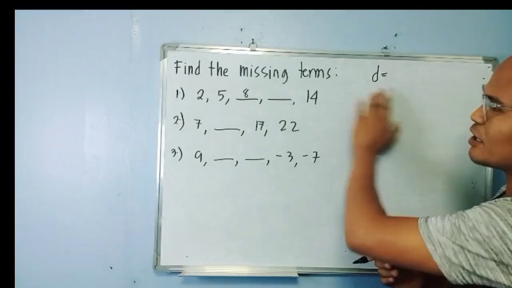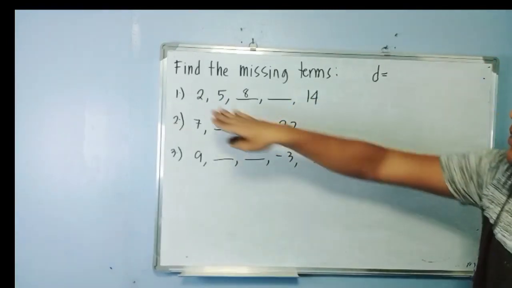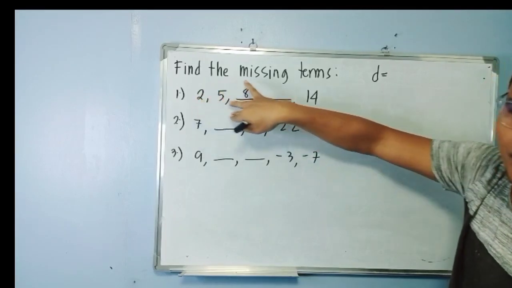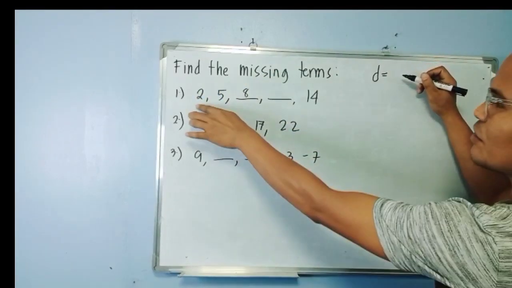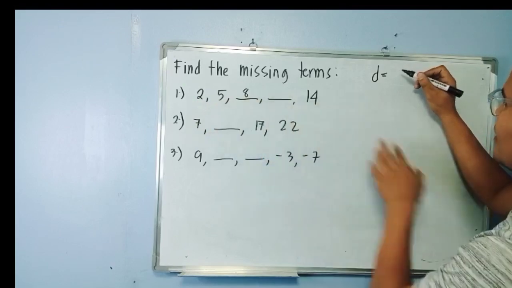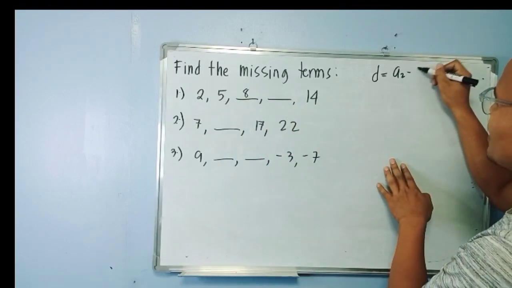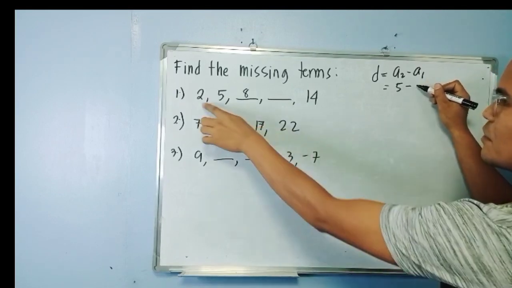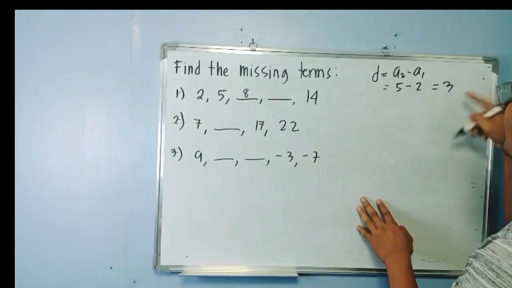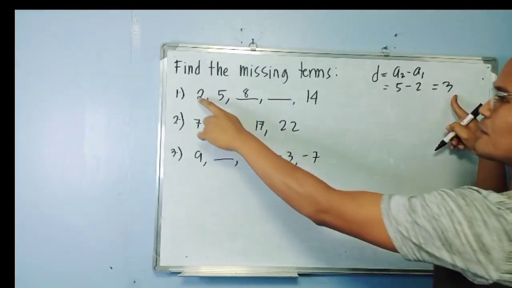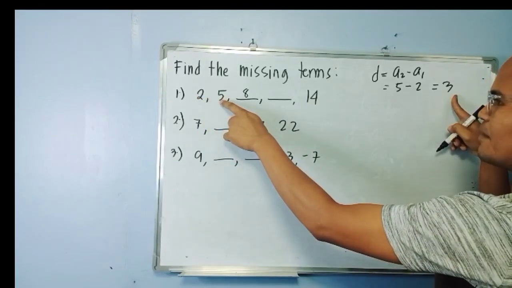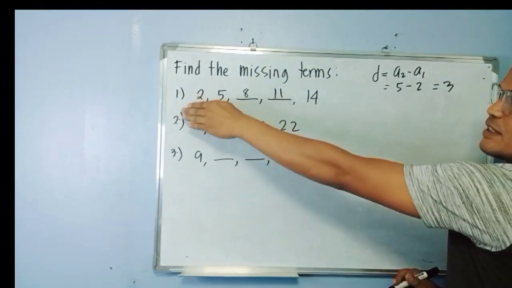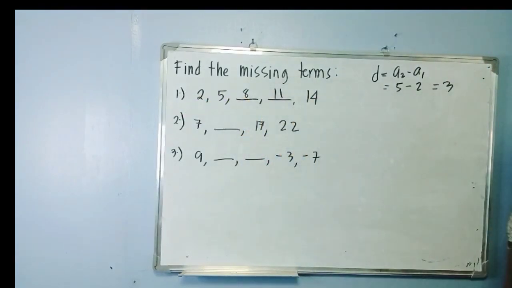So how do we get the common difference in number 1? We have 2 consecutive terms here. So we can now get the common difference by using the first term and the second term. That is a sub 2 minus a sub 1. A sub 2 is 5 minus 2. The answer is 3. So the common difference is 3. So 2 plus 3 is 5, 5 plus 3 is 8, 8 plus 3 is 11. So the missing terms of this sequence are 8 and 11.